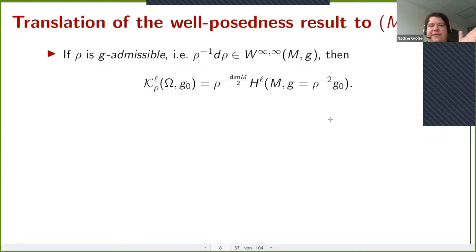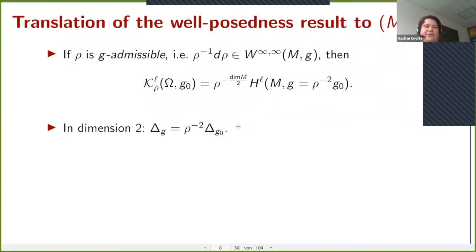And if your weight function is nice enough, we call it G-admissible, which means that rho to the minus 1 d rho, and all derivatives of this up to any order, is in L infinity, then you can translate the Kondratiev spaces very easily. That's also in the paper of Bernd Ammann, that you can describe the Kondratiev spaces with respect to the old Euclidean metric, or in general some metric G0, with the help of normal Sobolev spaces on the blown up metric. And moreover, we are interested in the Laplacian, and we are now in dimension 2, which is where the Laplacian behaves exceptionally well under conformal changes. The Laplacian with the new metric is rho to the minus 2 times the Laplacian of the old metric.